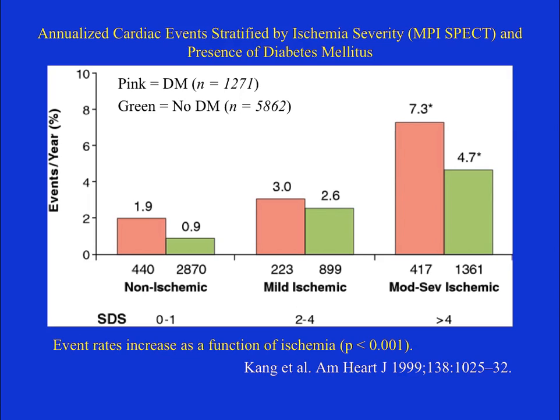Diabetes is a problem everywhere, and the heart is no exception. I have mentioned earlier that a normal MPI scan predicts that the annual cardiac event rate is less than 1% in the normal population, that is about non-diabetics. However, in diabetics, even a normal MPI scan has an event rate of approximately 2% as compared to less than 1% in the non-diabetics.